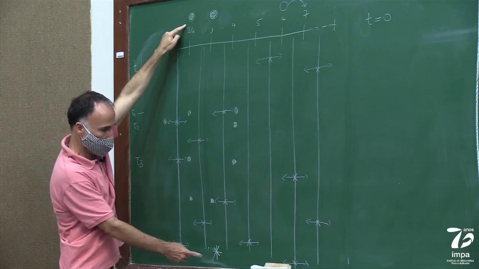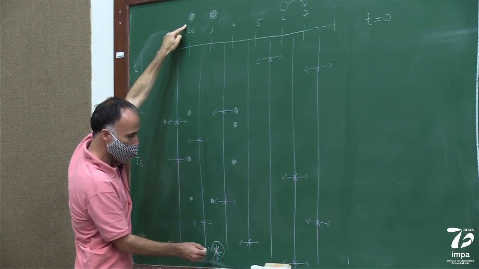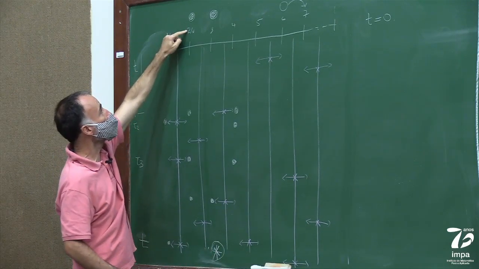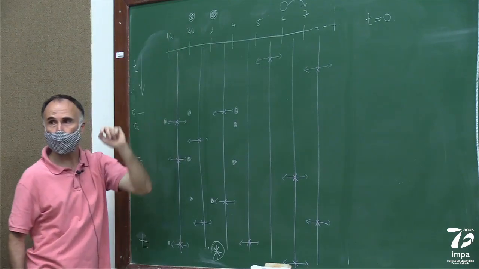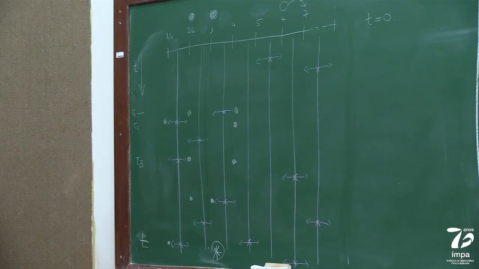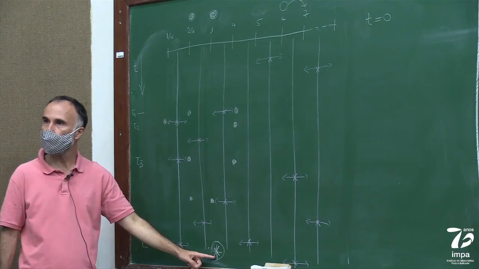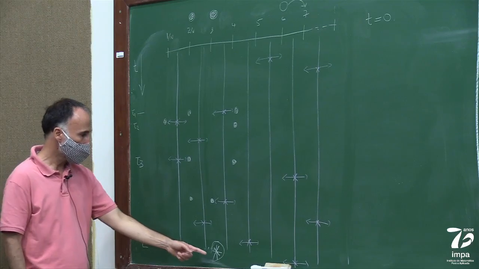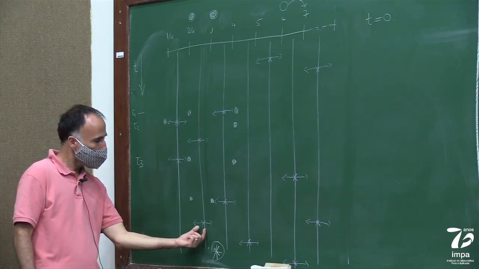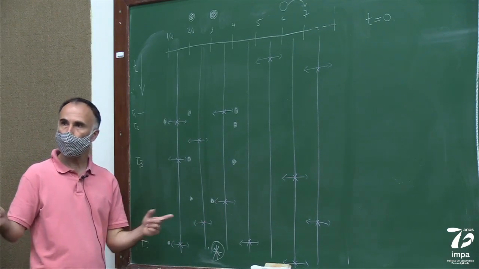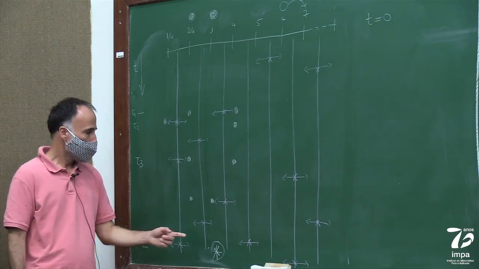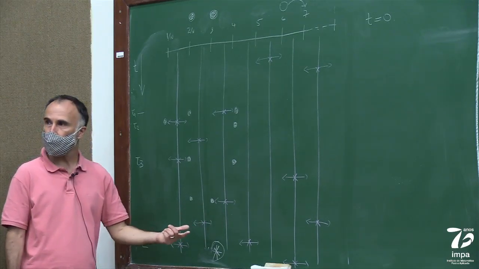So what will tell me if this site is occupied or not at time t is the fact that this site 2 over n is occupied or not at time 0. And what is the evolution? How does this particle evolve? Well, it waits for the first arrow to the right or to the left. These are exponential random variables.